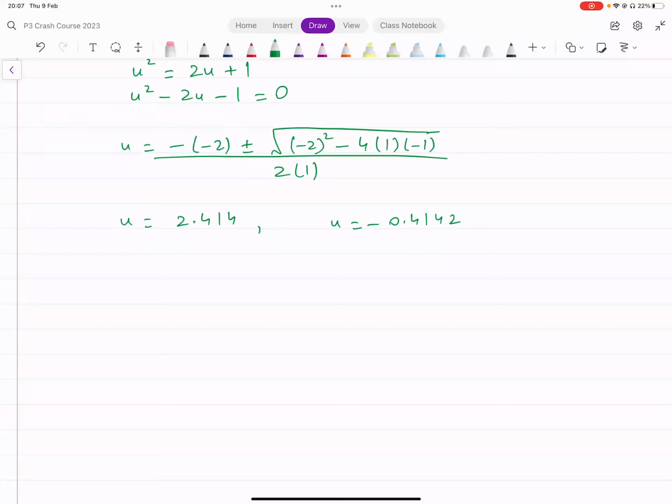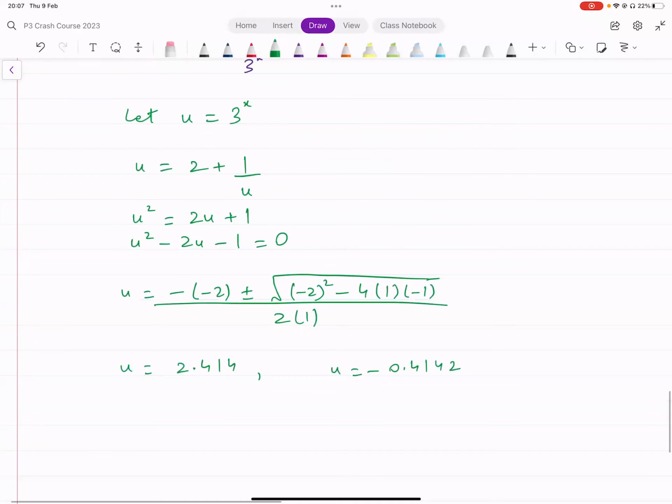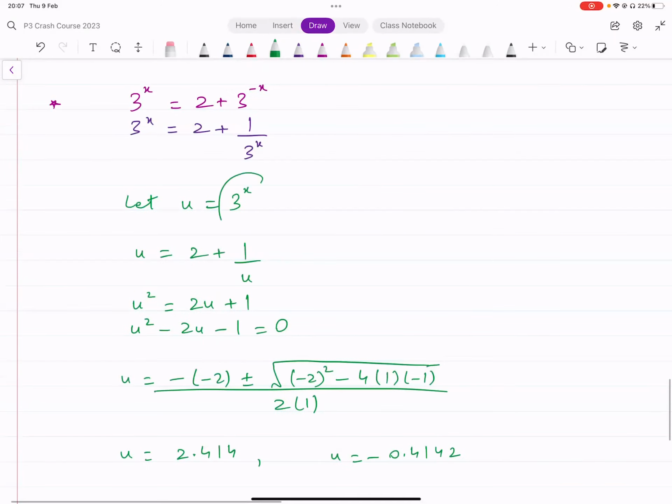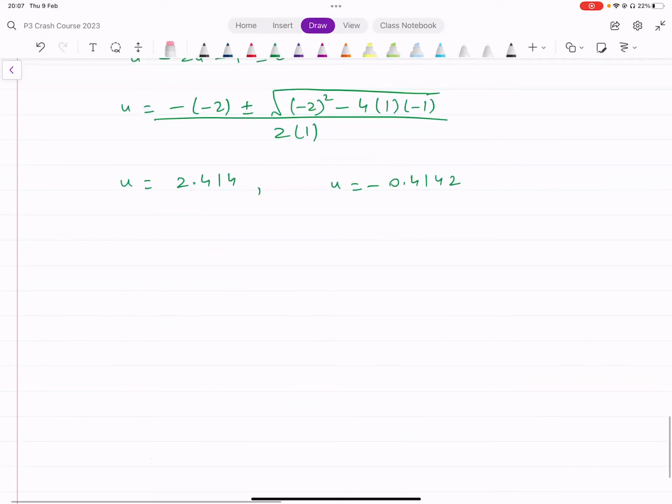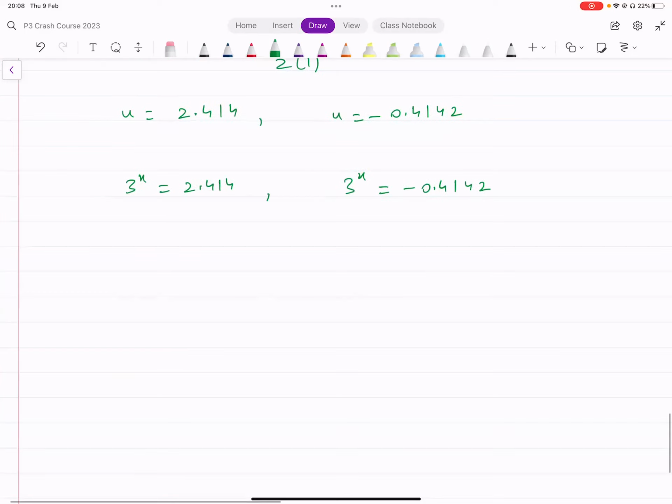Now remember, we were not solving for u, we were actually solving for x. So at this point, we need to put that substitution back. We assumed u to be 3 power x, so we could say 3 raised to power x equals 2.414 or 3 power x equals minus 0.4142. And now we could take log on both sides to find the value of x.